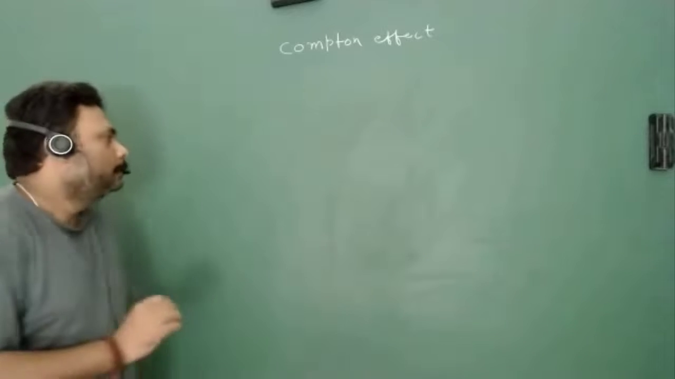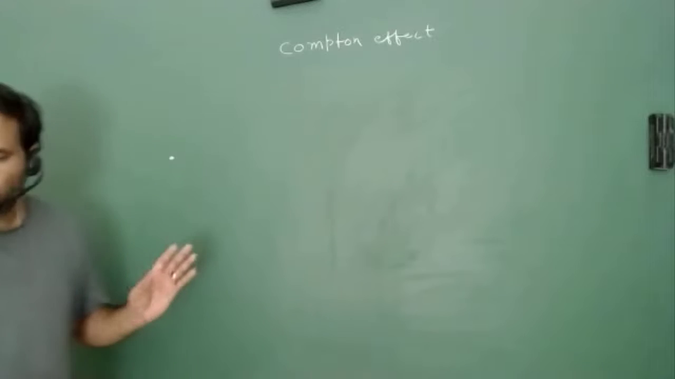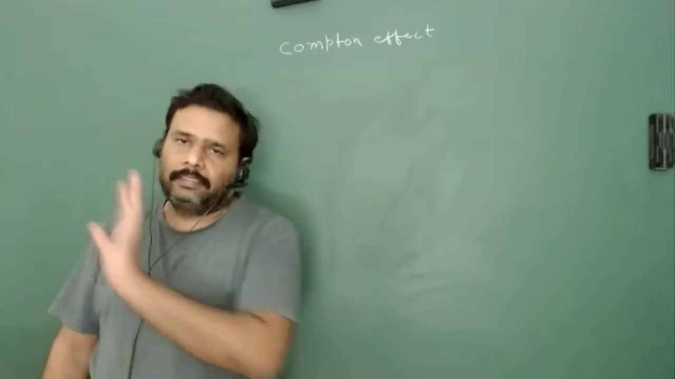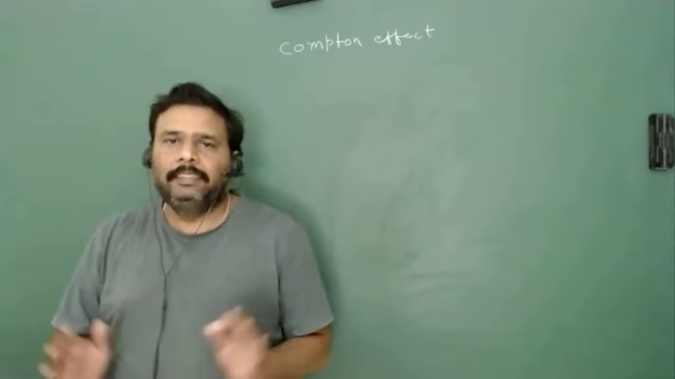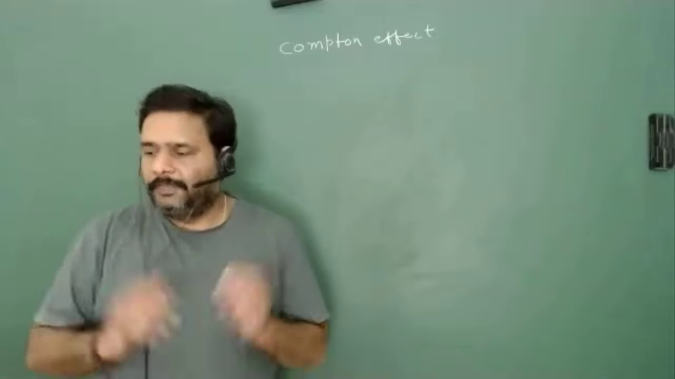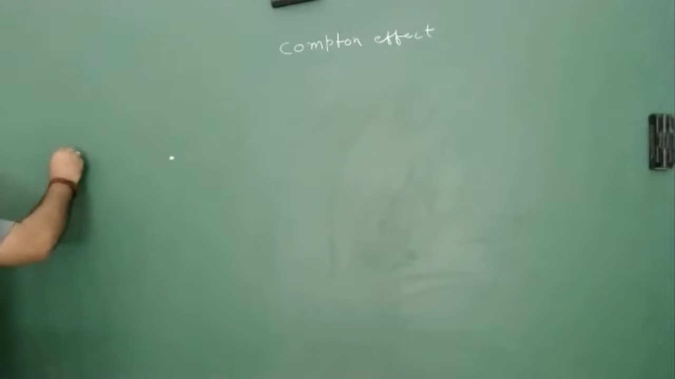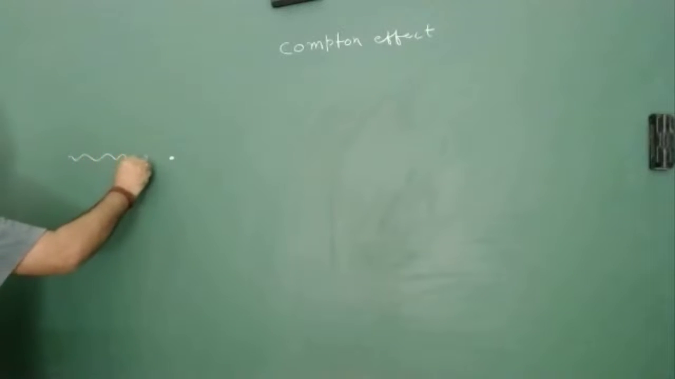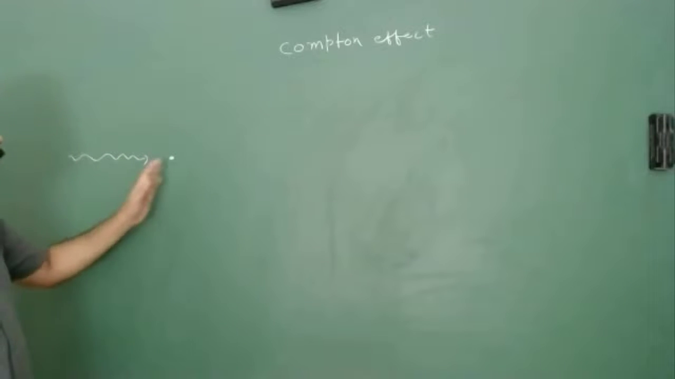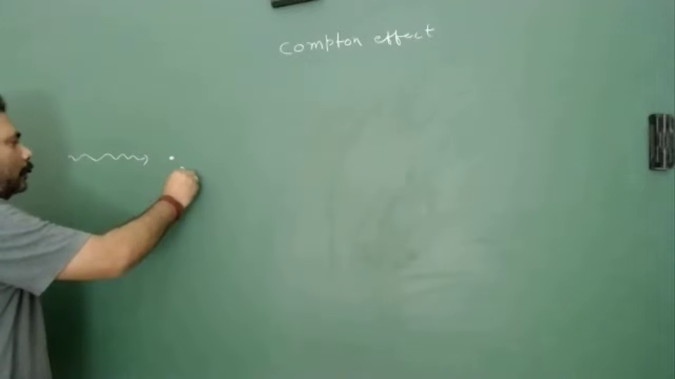The experiment is very simple. There is an electron, and right now we are assuming this is a free electron. Why it is free, I will discuss in the next class; today it is an assumption that the electron is free. So if the electron is free and we impose light in the form of X-rays on it, then we see that the electron will recoil.